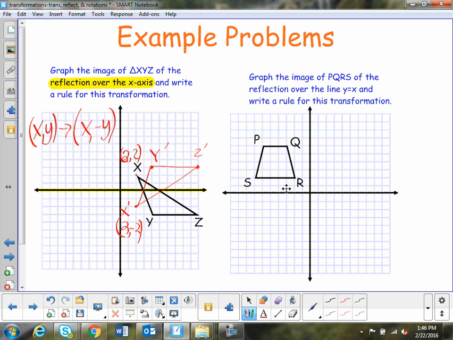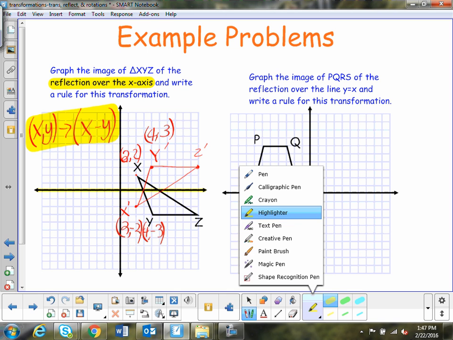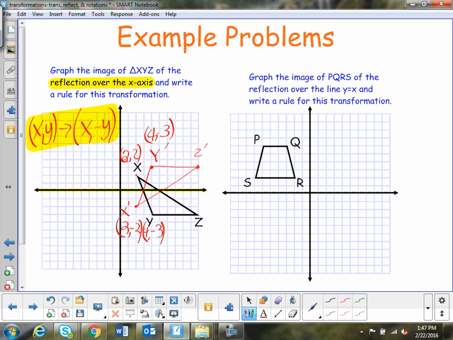This one was 4, negative 3. The new one is 4, positive 3. You see how the signs just changed on the y value? That's it. So highlight that rule. That rule is always the rule for flipping over the x-axis. Okay, highlight it, star it, do whatever it takes, because these will not be on your formula chart or anything.